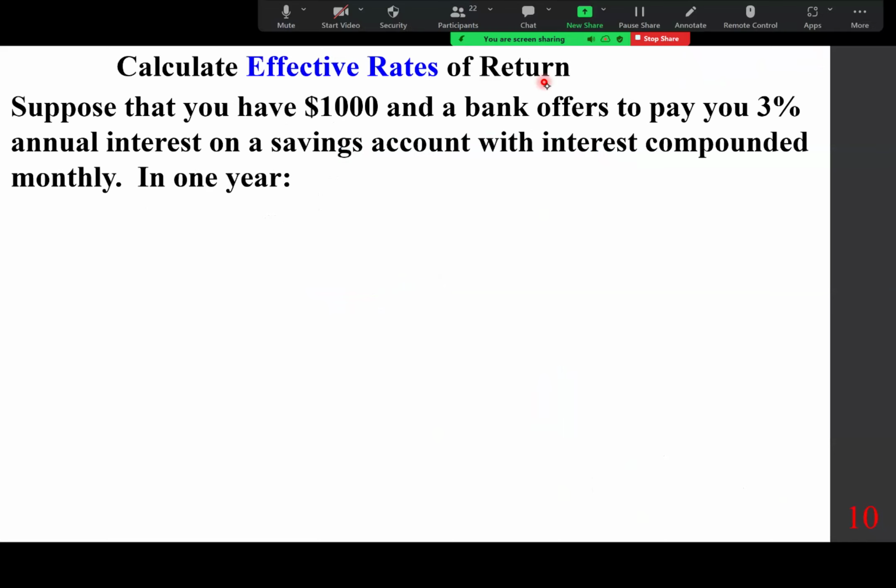Calculate effective rates of return. Suppose that you have $1,000 and a bank offers to pay you 3% annual interest on a saving account with interest compounded monthly in 1 year. So you're going to say A equals P times 1 plus R over N to the power of NT. We have $1,000, that's the P. R is 0.03. T is 1 year. And monthly means N must be 12.